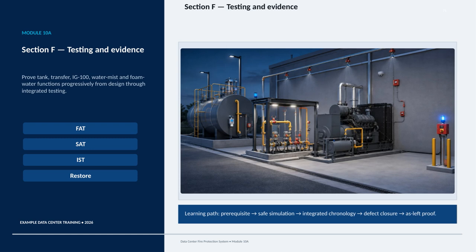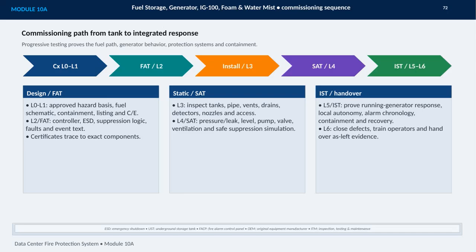The learning path follows that same logic. Establish prerequisites, use safe simulation, test the integrated chronology, close defects, and finish with as-left proof. In other words, evidence is developed progressively, rather than collected only at the end. This slide presents the commissioning path for fuel storage, the generator, IG-100 foam and water mist systems, moving from the tank all the way to an integrated emergency response.